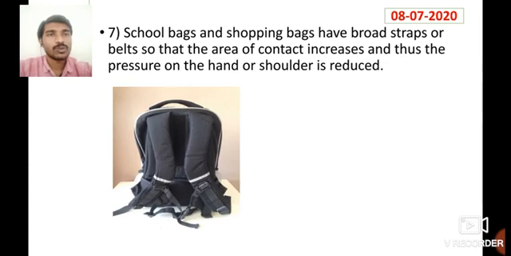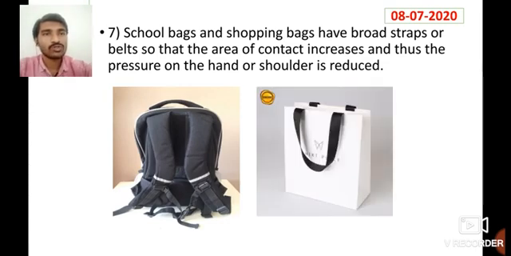So let me go back to the school bag. Here also we are using straps to reduce the pressure on the hands or shoulder. When these straps come in contact with our shoulder, even when we have a heavy load in our bag, there will be a lesser pressure. It is because of the broad straps.